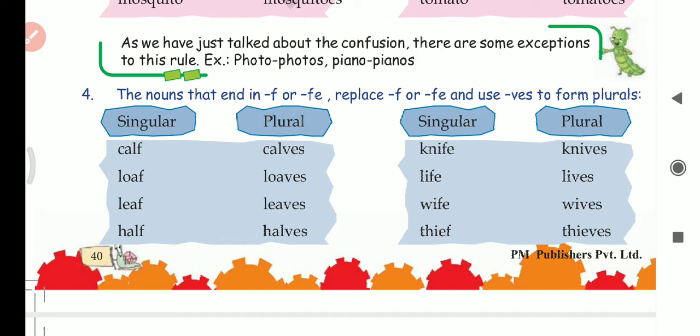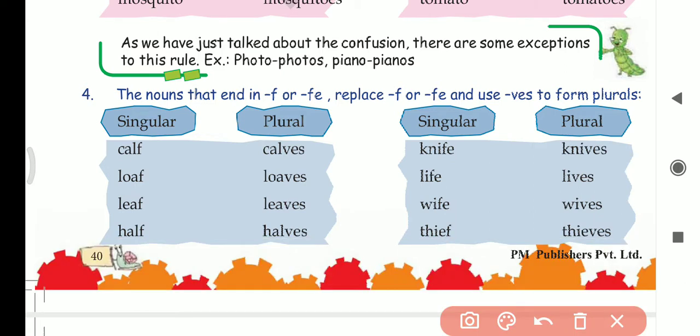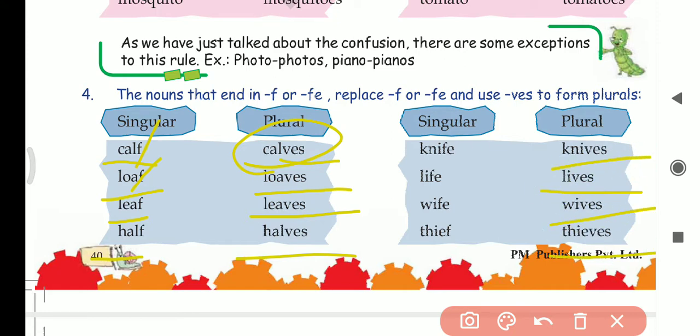See, for example, calf, calves. F is removed and ves is added. Similarly, loaf, loaves. F is removed and ves is added. Leaf, leaves, half, halves, knife, knives, life, lives, wife, wives, and thief, thieves. What you have to do? You have to remove f or you have to remove fe and add ves in order to make the singular noun into plural.